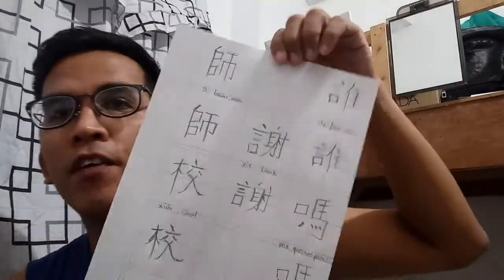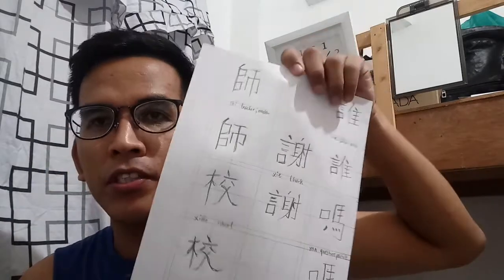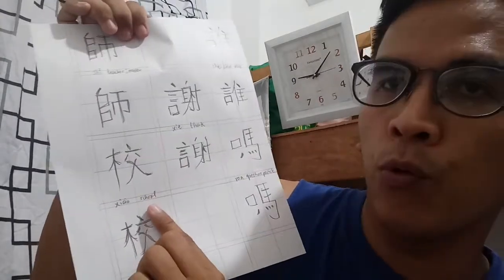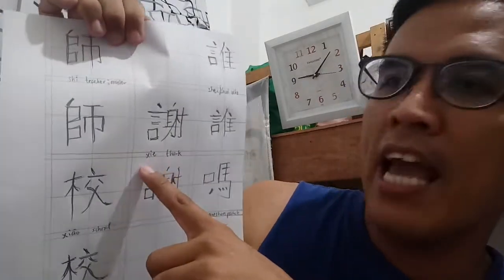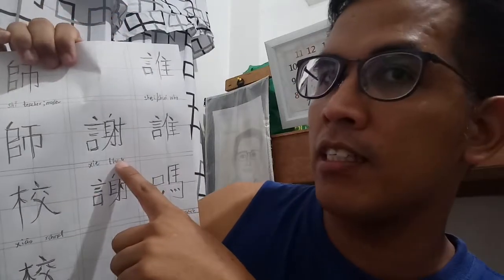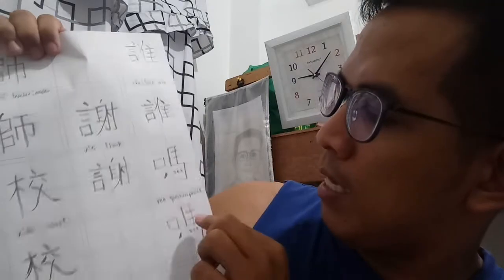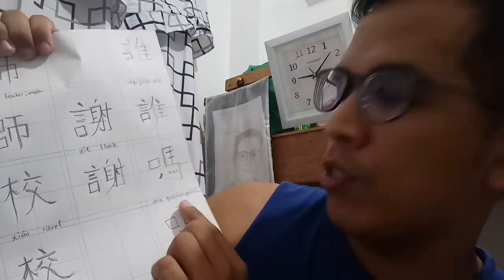Dito sa first 5 characters. Ito yung of course the shi or the teacher. Then we have the xiao, that is the school. And then we have the xie, that is thanks, right? Then we have the shui or who, and then ma for the question particle.